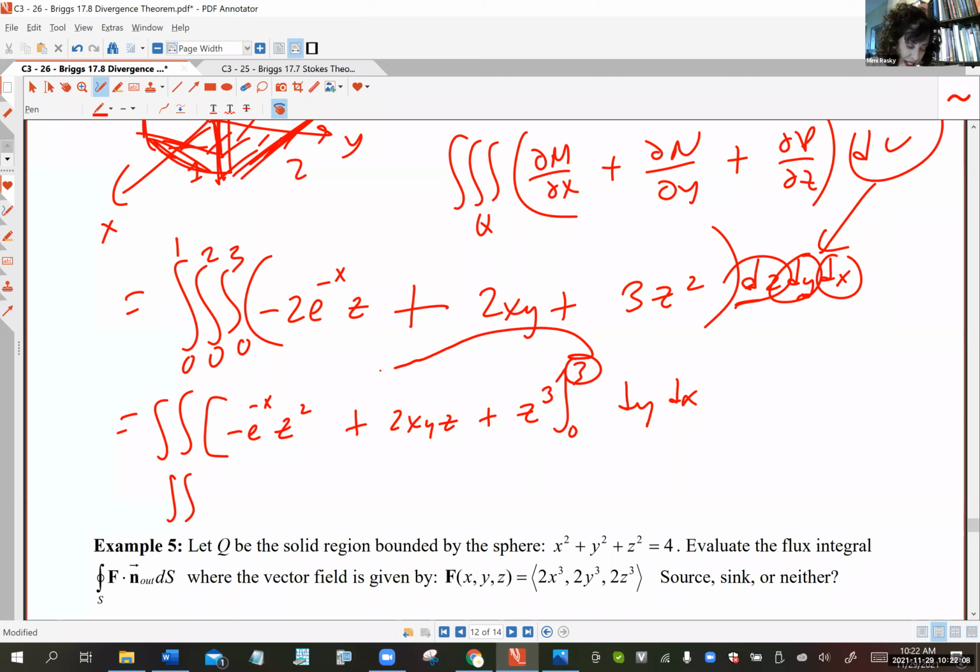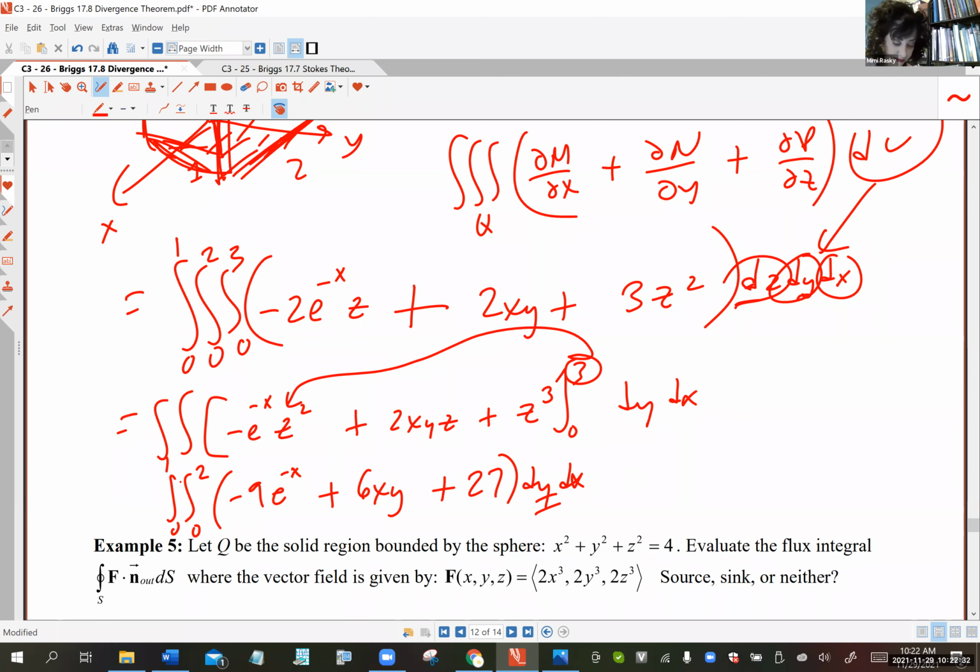So when I plug in the 3, everywhere I see a z, I'm going to end up with, let's see, negative 9 e to the negative x plus 6xy plus, and then 3 cubed is 27. Okay, so now we're getting closer. Let's integrate with respect to y next.